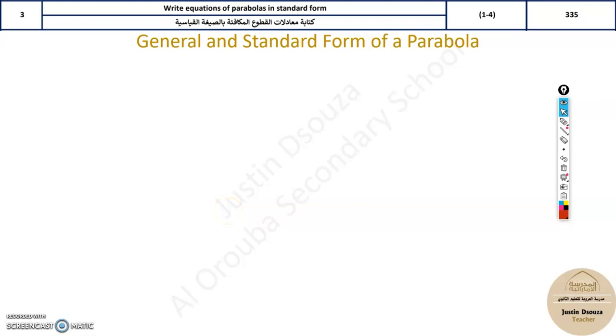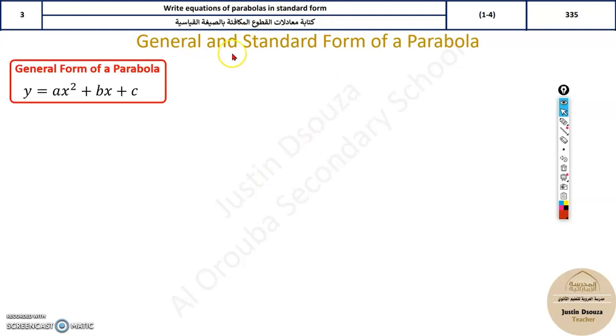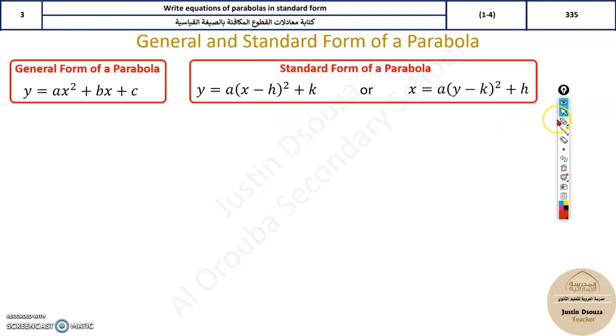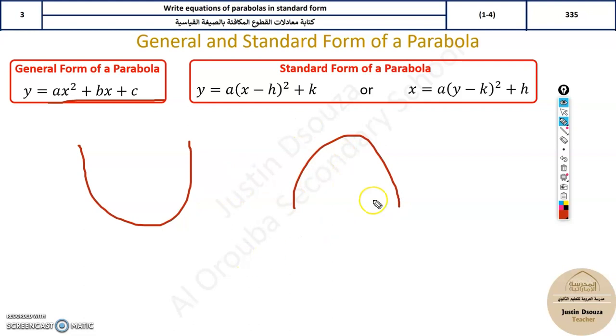The third topic is writing the parabolas in the standard form. We will see the general and the standard form. Now, this is the quadratic function generally given as. This is the general form of a parabola. A parabola is something like this when you graph it, or it will be opening downwards. This is a parabola. So if you graph this, it will be something like this. The standard forms are given over here.